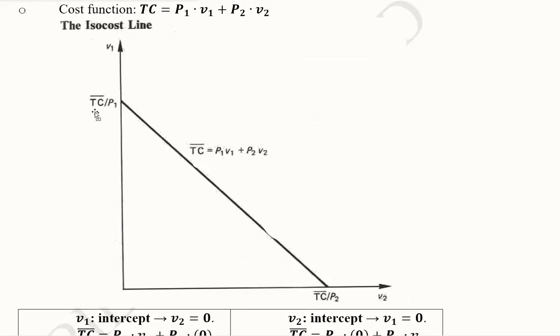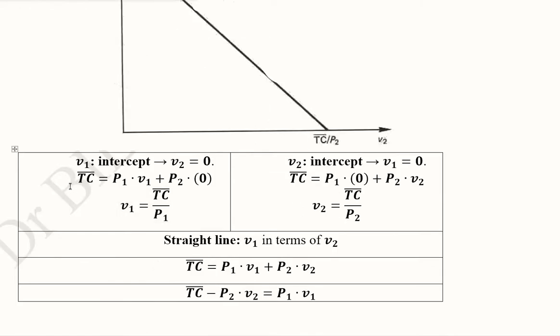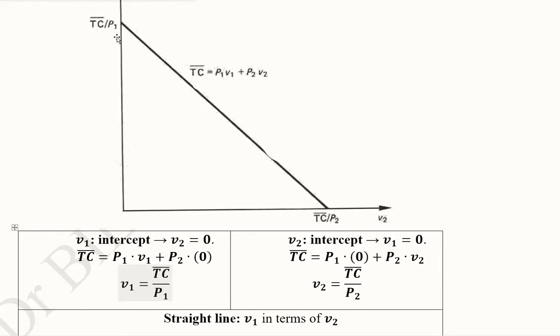So these are the two intercepts. This is the intercept with V1 and this is the intercept with V2. How we have calculated them, you can see here. V1 intercept is found by considering V2 equal to 0, and similarly V2 intercept is found assuming V1 is equal to 0. So in the isocost line curve, we substituted V2 as 0, as you can see here, and then we simplified it for V1, and we found this value, which is the same as we have written here.